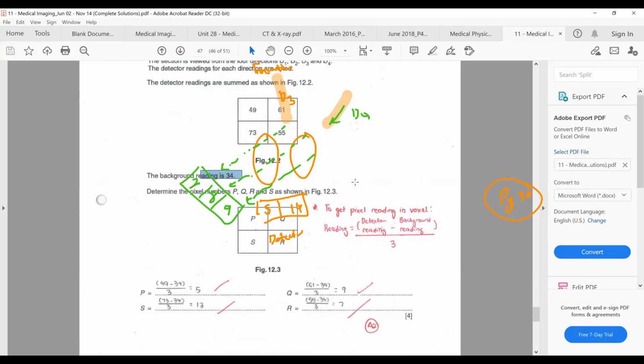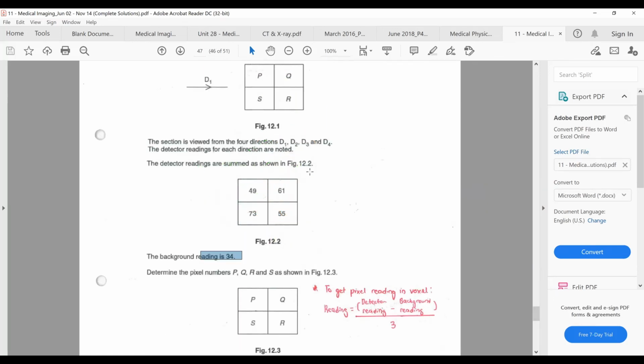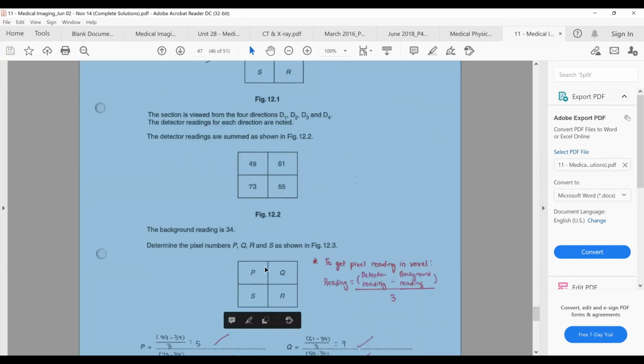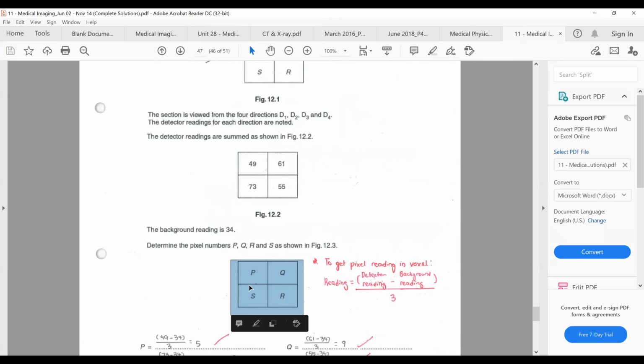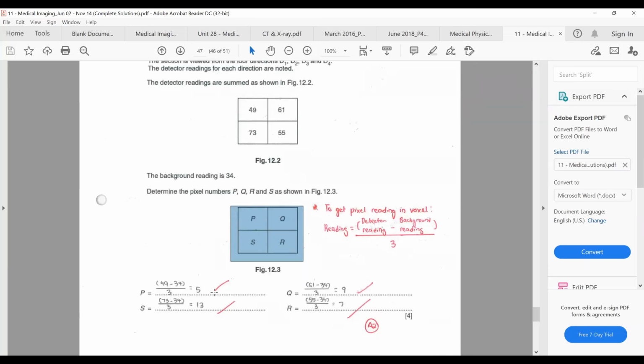Now this one is very, very straightforward already. They've already told you the total number sum up in all the directions. They've already given you the background reading. They want you to find the actual reading now. So it's just a simple matter of taking these values in each voxel minus 34 divided by 3. So you get 5, 13, 9, and 7. That's all there is to it. Okay?